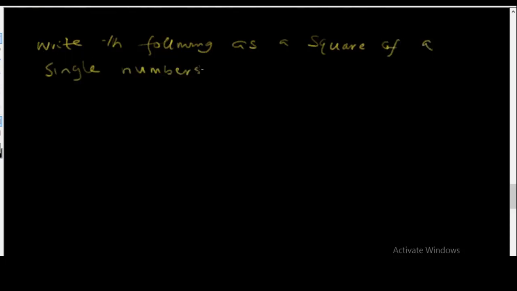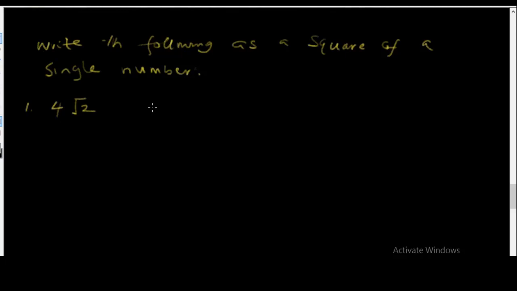Now, let's do the opposite of what we've done above. Write the following as a square root of a single number. Number 1, you have 4 surd 2. We should write it as a square root of a single number.